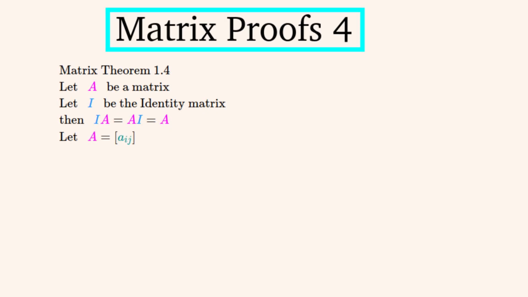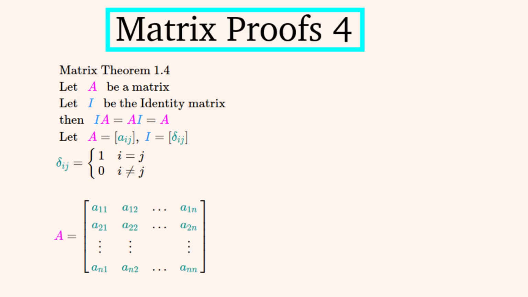This is what A is equal to in ijth entry notation. And this is what the identity matrix is in this notation. We're using a special function called delta. And this is how delta is defined. It's equal to 1 if i and j are equal, otherwise it's equal to 0.